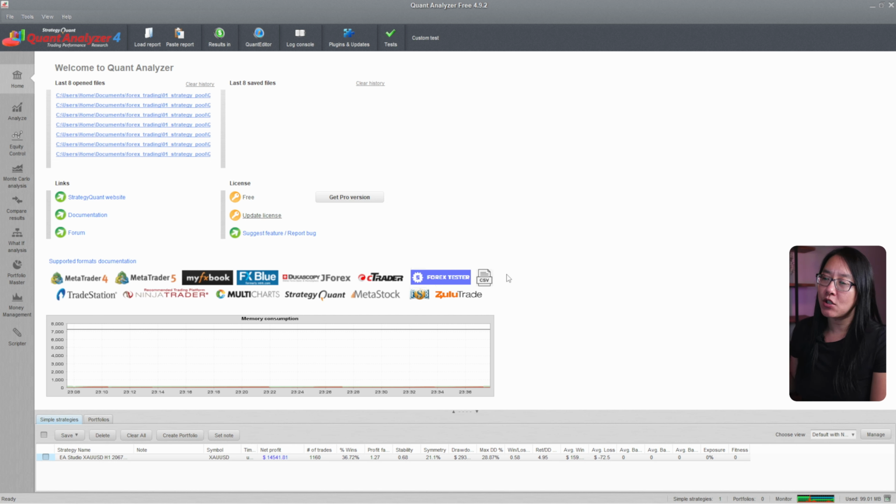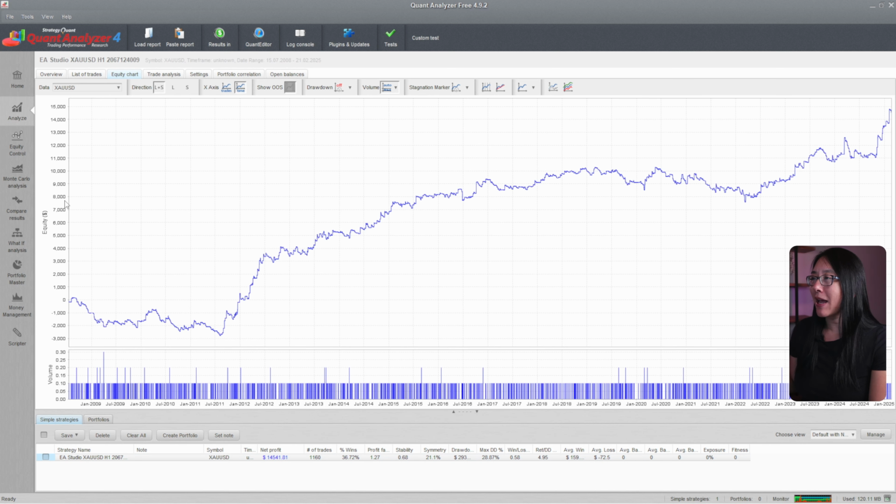So what I've already gone and done is I loaded up my CSV file of all the trades of one of my strategies. So if we go to Analyze and go to the equity chart, this is the overall equity chart of this gold 1 hour trading strategy.